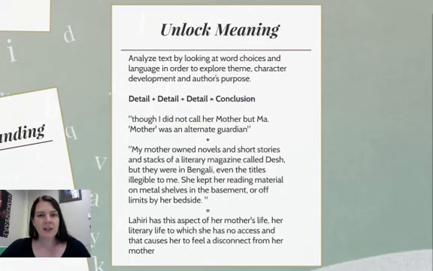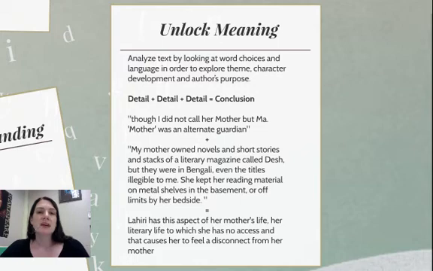After we have our initial understanding, we're working towards unlocking meaning. And this asks you to analyze the text by looking at word choices and language in order to explore theme, character development, and author's purpose. You've probably looked at this before, but for you math people, a good formula is detail plus detail plus detail equals conclusion.